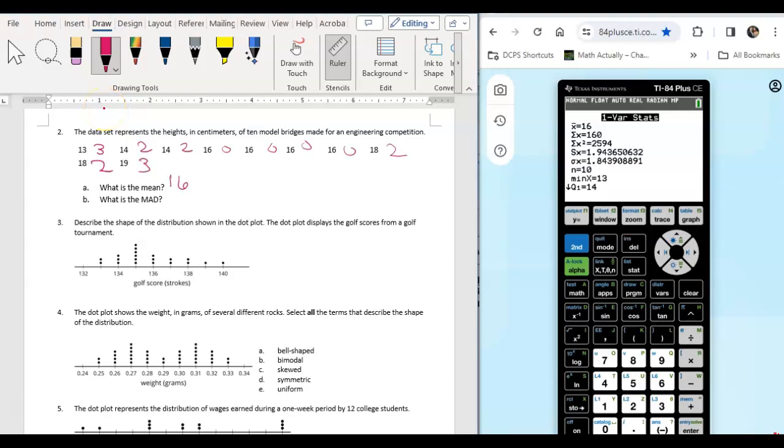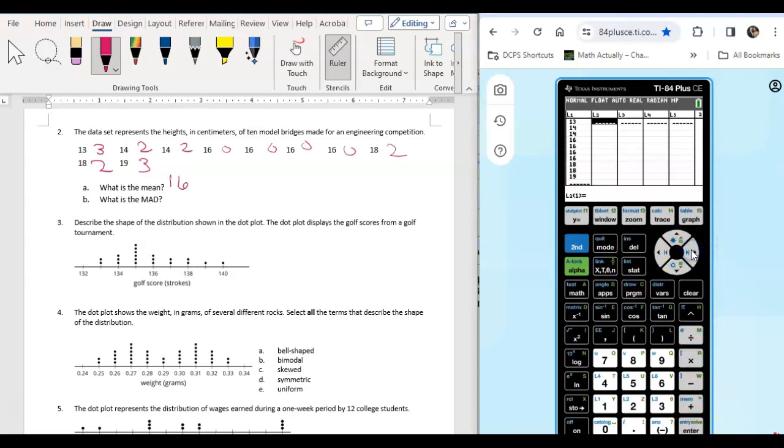So just looking at those numbers, do you expect this to be a small MAD or a large MAD? Well, it's probably going to be pretty small. So let's go ahead and take a look. Now again, you can put these other values into L2 if you'd like. So we can do 3, 2, 2, 0, 0, 0, 0, 2, 2, 3, right? And then now we have our other values.